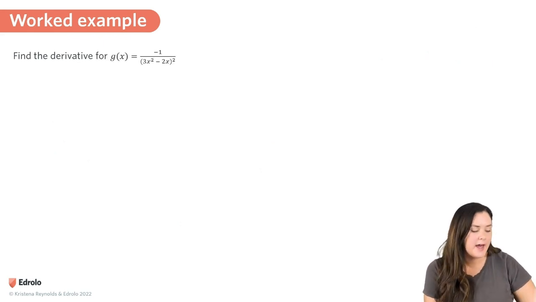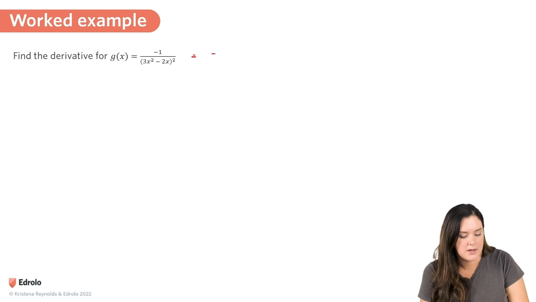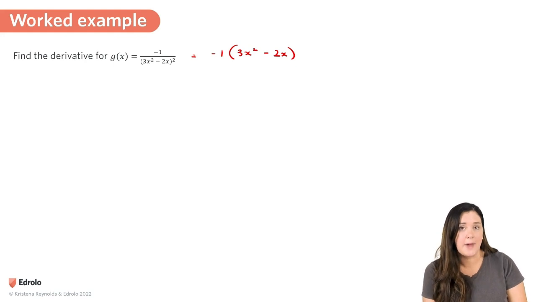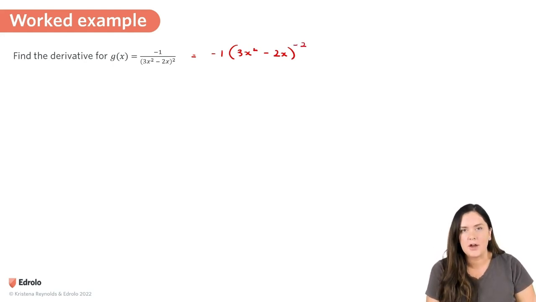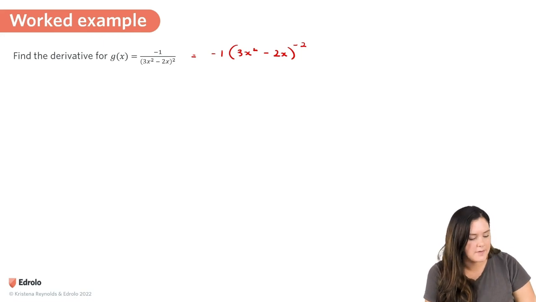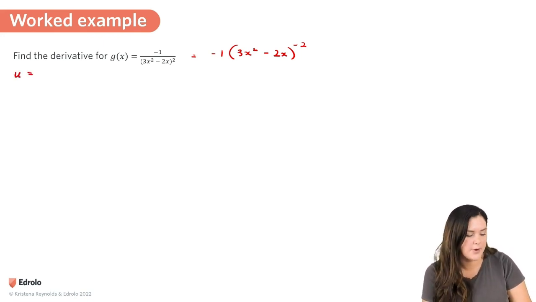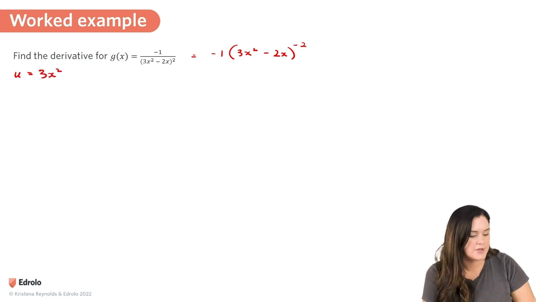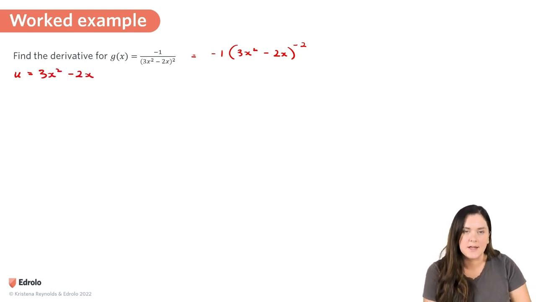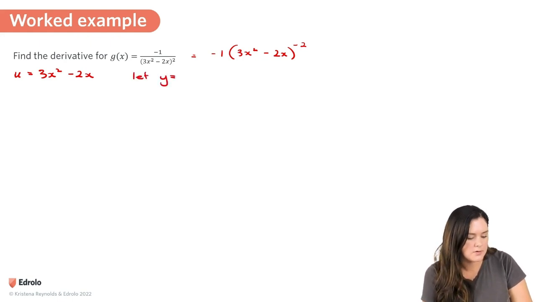For this worked example, we have g of x equals -1 divided by, and then in brackets 3x squared, take away 2x, all squared. So in order to differentiate this, firstly, we're going to have to change to negative indices. So that's going to look like -1 times 3x squared, take 2x in brackets, and then to the power of -2. And what we're going to do now is use our substitution. So I'm going to say that u is equal to everything inside the bracket. So I've got 3x squared take 2x. And I'm going to say let y equal g of x, so I can be using y.